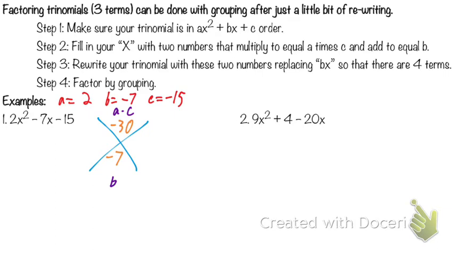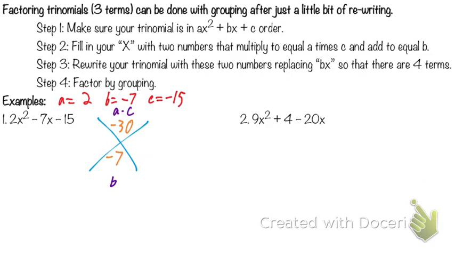Now this becomes kind of a puzzle. Who likes puzzles? Okay, maybe just me. Okay, Miss Haswell does. I love puzzles. And so this becomes a puzzle where we need to figure out 2 numbers that multiply to the top, multiply to negative 30, but add up to negative 7.